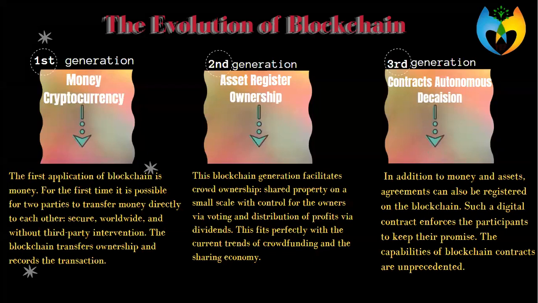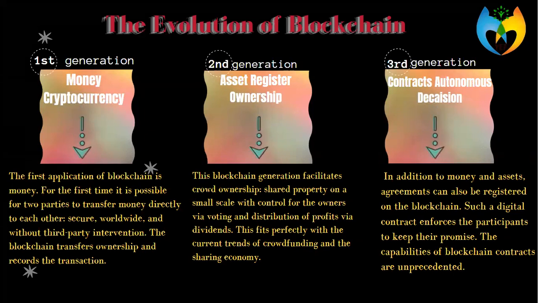Okay, now we will talk about the evolution of blockchain. The first application of blockchain is money. For the first time, it is possible for two parties to transfer money directly to each other, secure, worldwide, and without any third-party intervention. The blockchain transfers ownership and records the transaction.